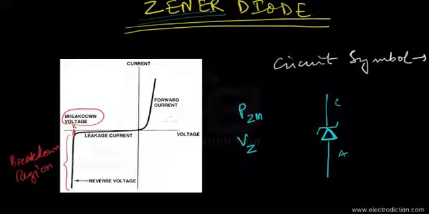Now when we take a look at the reverse characteristics, we see that in the breakdown region the breakdown voltage almost remains fixed at this point, while the current can increase sufficiently, but the breakdown voltage doesn't suffer any sort of change. With this property, we can use a Zener diode as a voltage regulator. I'll show you how.